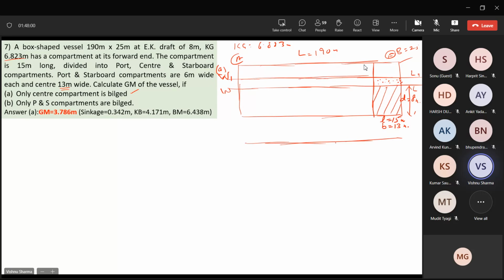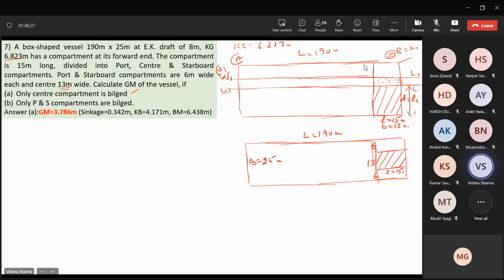Now I make the water plane area at W1L1. The water plane area at W1L1 in the bilge condition will be like this. The whole length will be 190 meters, whole breadth will be 25 meters. And then you have these compartments which are divided into port, starboard, and center. Each of the side ones is 6 meters, and this is 13 meters. And since only the center compartment is bilged, I can show it here like this. Length of this compartment is 15 meters.